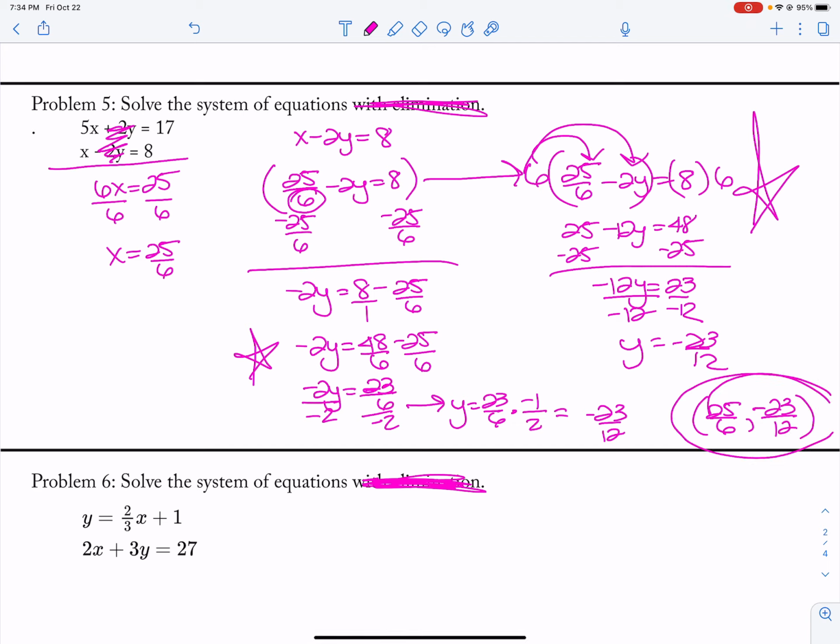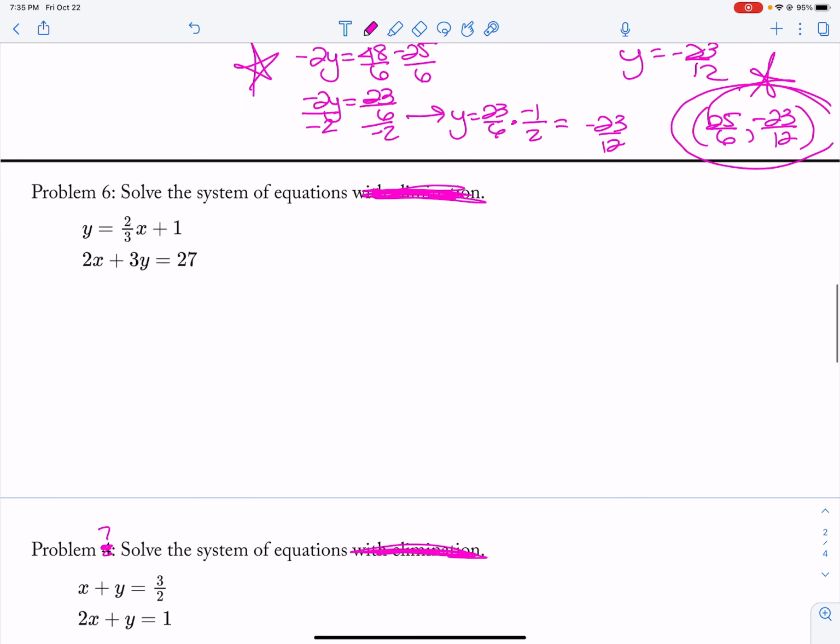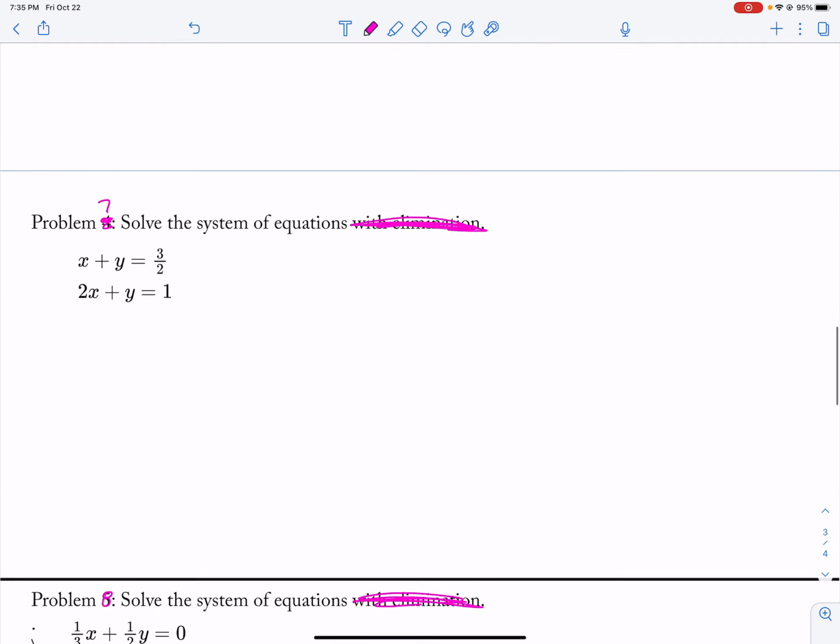Okay. But again, if you want to double check and make sure you got these right, then you're going to plug these lovely fractions back into your original equations and make sure that both equations are true. After you've done all that work, you may not want to do it, but that's okay.